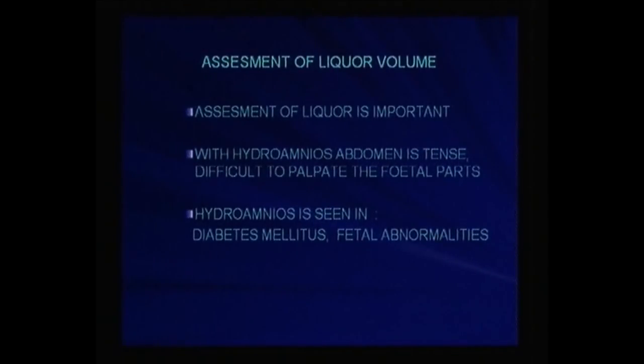Assessment of the liquor volume. Clinical assessment of the liquor volume is very important. With hydramnios, the abdomen is tense. The liquor is more, and it is difficult to palpate the fetal parts. Hydramnios can be seen in diabetes mellitus, neurological abnormalities, congenital malformations of the fetus, and it may be idiopathic.